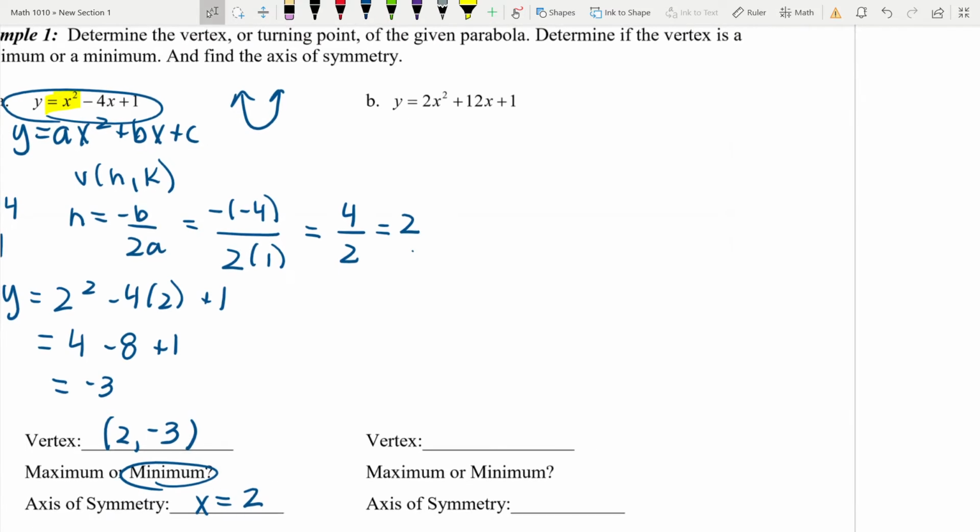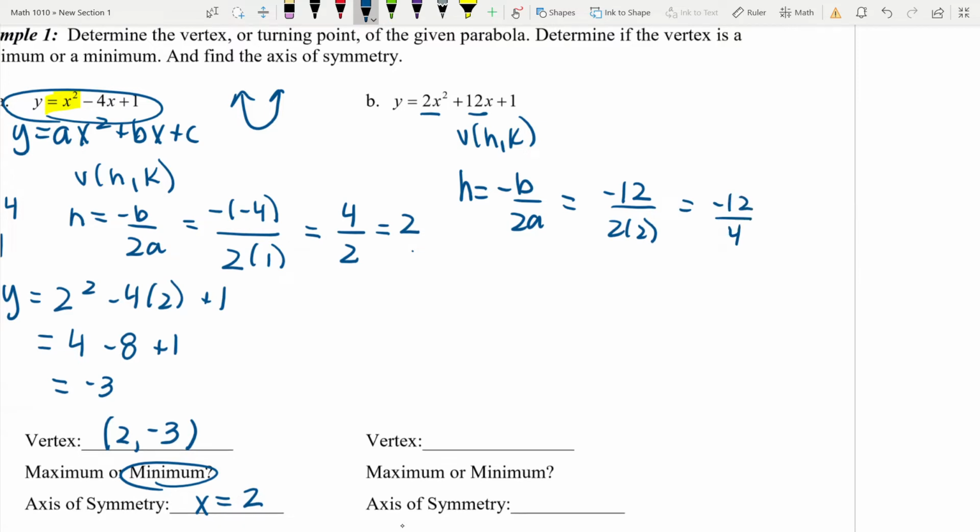Find the vertex. So everybody go, my vertex is (h, k), h is negative b over 2a. If you forget the formula negative b over 2a, you're going to miss the problem. So you've got to make sure you know that, okay? You guys, my b is a 12 and my a is a 2. So this would be negative 12 over 2 times 2. That's a negative 12 over 4, which gives me a negative 3.